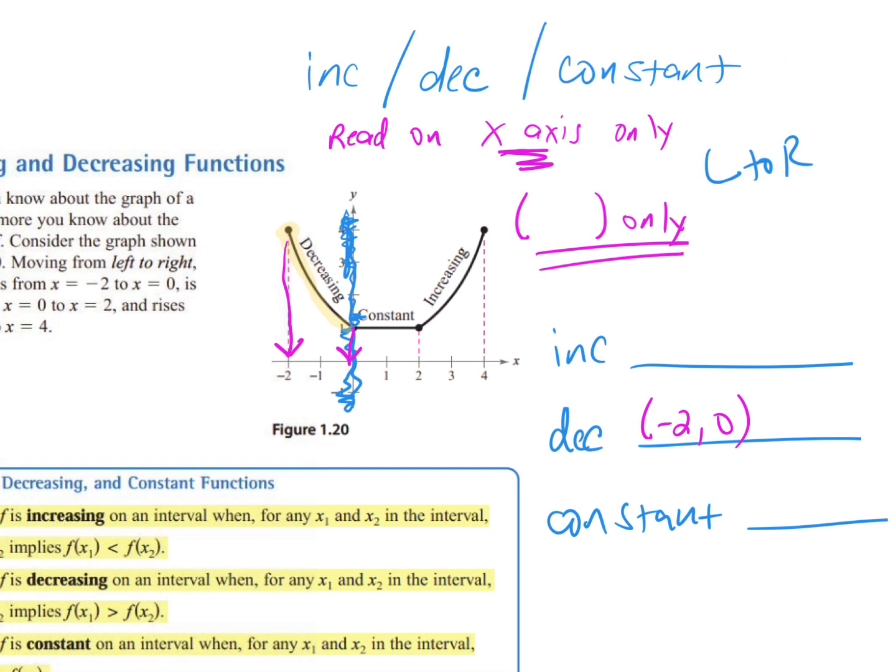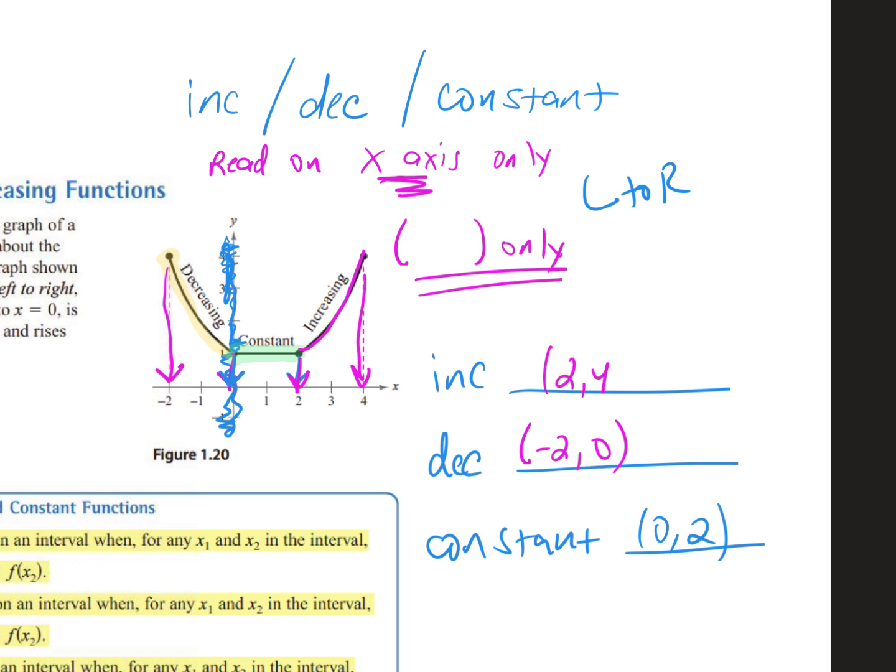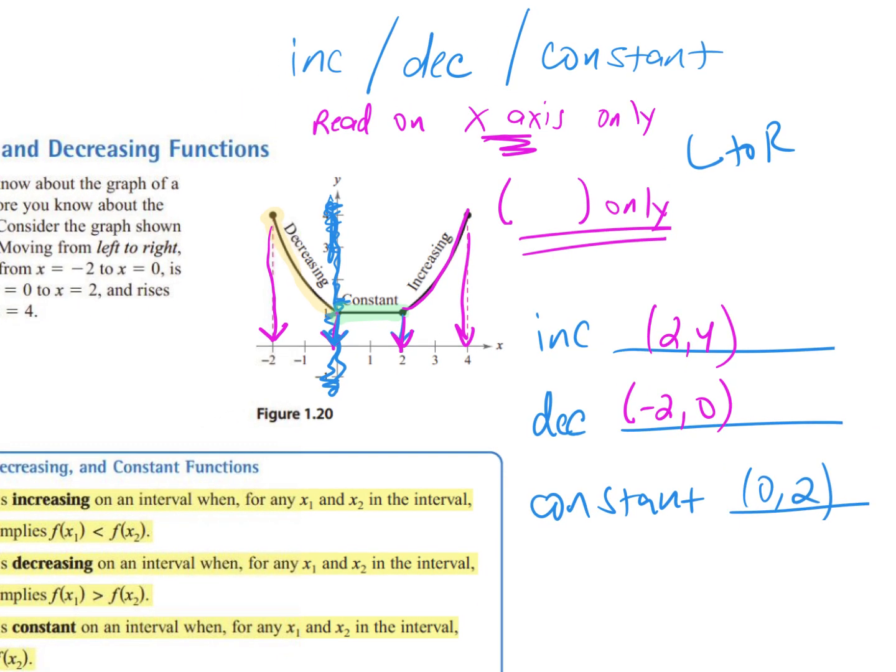Perfect. So now I'm going to keep moving. What's happening from here to here in the green? It's staying the same. So from where on the x-axis to where on the x-axis is it staying the same? Perfect. And then what's happening from 2 to 4? It's increasing from 2 to 4. Now, this made it a lot easier that they wrote the words decreasing, constant, and increasing for you.